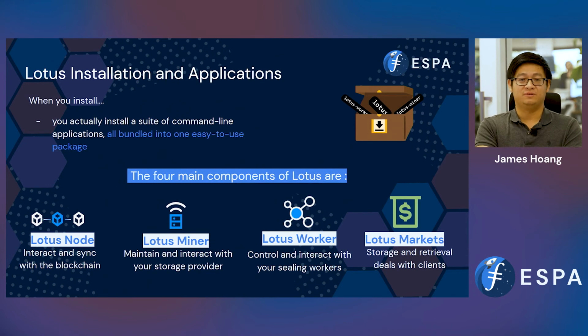As briefly mentioned before, Lotus requires the installation of Rust and Go, which is simple to install. Then you can compile the Lotus binary, which comes with a suite of command line applications. There are 4 main applications of Lotus that come with the compiled binary. The Lotus node communicates with the blockchain and the network. The Lotus miner is the command center of all the operations. The Lotus worker handles the specific parts of the sector sealing process. And the Lotus market controls all storage and retrieval deal processes.